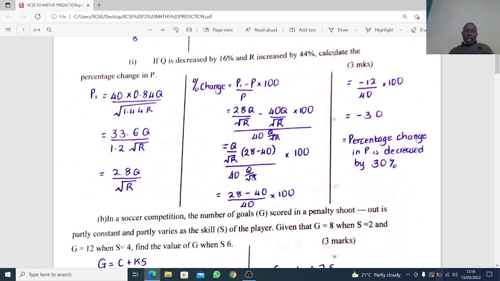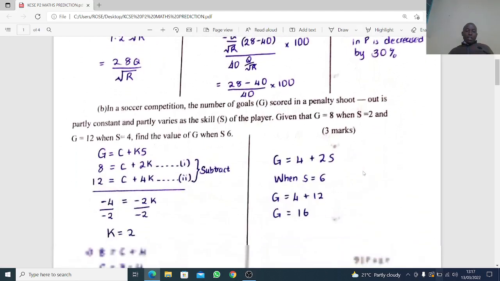Now q all over r can cancel out. If you cancel here, q over r will remain with 28 minus 40 all over 40 times 100. So you get negative 12 all over 40 times 100, which gives you negative 30. Meaning the percentage change was a decrease. P is decreased by 30%.